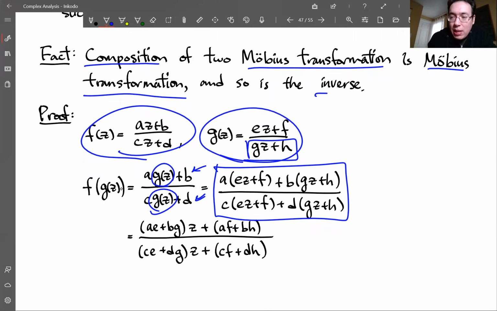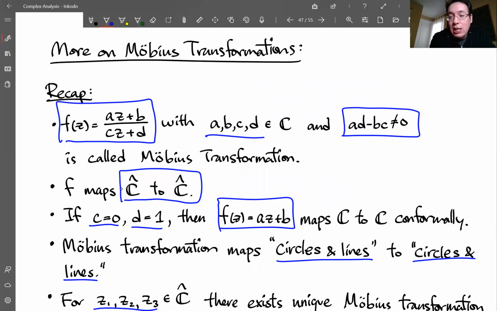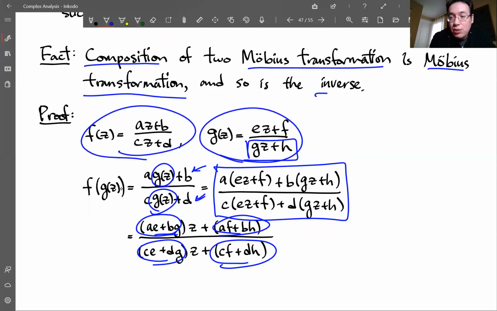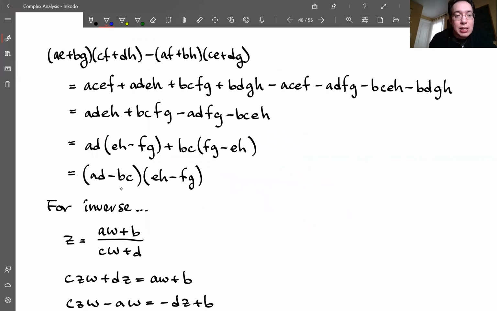We're going to multiply everything out and collect like terms. And here's what we get. This constant times z plus a constant, over this constant times z plus another constant. So this is in the form of a Mobius transformation. We do have to check that the condition AD minus BC is non-zero in this new Mobius transformation. It's messy, but it can be done.